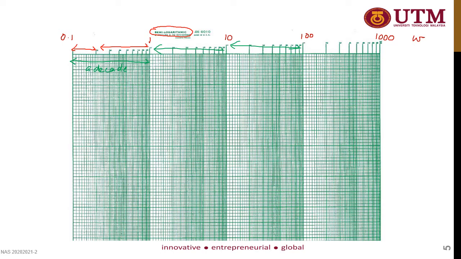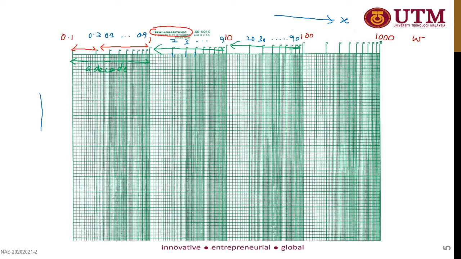How about the subsections inside a decade? If here is 0.1 and here is 1, then here is 0.2, 0.3, up to 0.9, and then 1. In the next decade, 1 until 10, each subsection represents 2, 3, until 9. This is for 2, this is for 3, 4, and so on. Followed by the next decade, 10 until 100, the subsections are 20, 30 until 90, and so on. But this is for the x-axis.